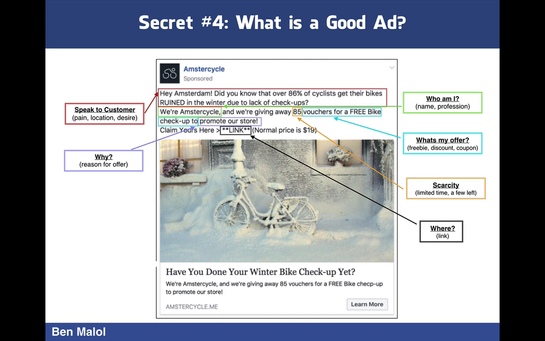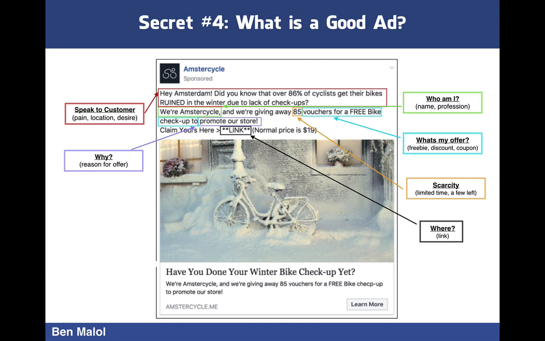So we're Amstercycle, and we're giving away 85 — that's scarcity, right? Limited time, only a few left, and so on. Vouchers for a free bike checkup, that is the offer. The offer is anything from a freebie to a discount to a coupon, whatever. To promote our store: that's the reason for the offer. Claim yours here, with a link.